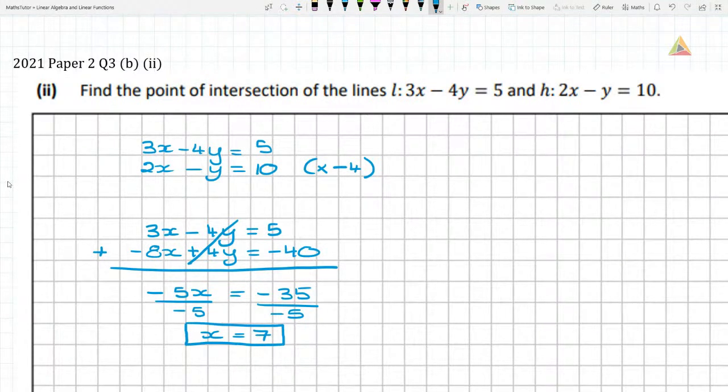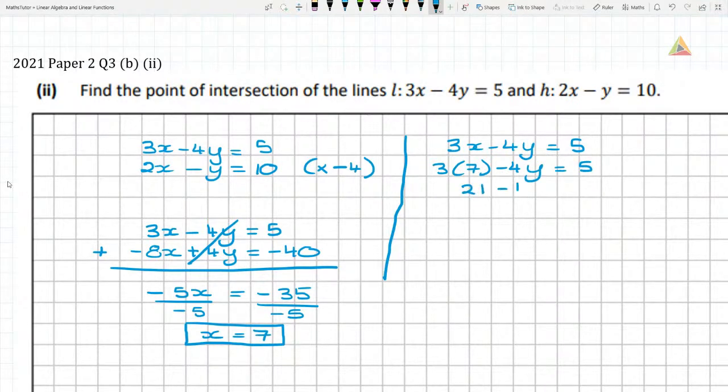And once we solve simultaneous equations, once I get one of my letters, I have to substitute in to get the other one. So I go back, and it doesn't matter which of the equations I go back to. So I tend to go back to the top one, which says 3x minus 4y is equal to 5. So 3 times 7 minus 4y is equal to 5. So that's 21 minus 4y is equal to 5.